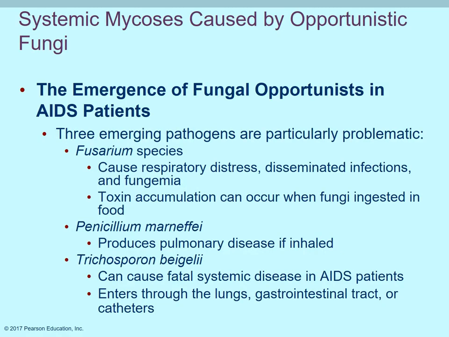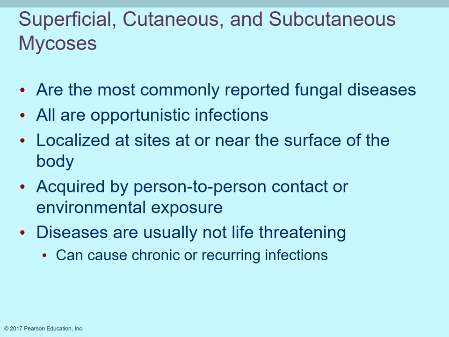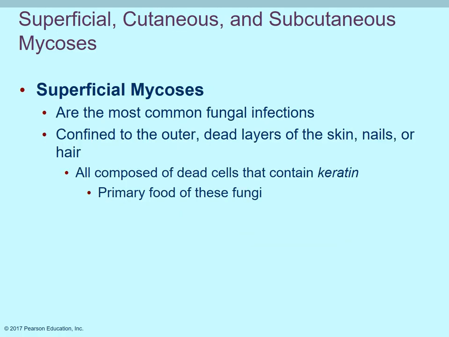Some of the emerging pathogens that we're starting to have problems with are things such as Fusarium species, Penicillium species. A lot of these, like I say, are opportunistic ones. They may not be life-threatening for some of the cutaneous and subcutaneous ones.